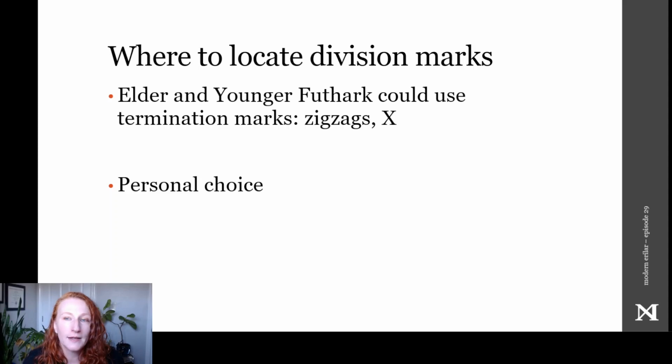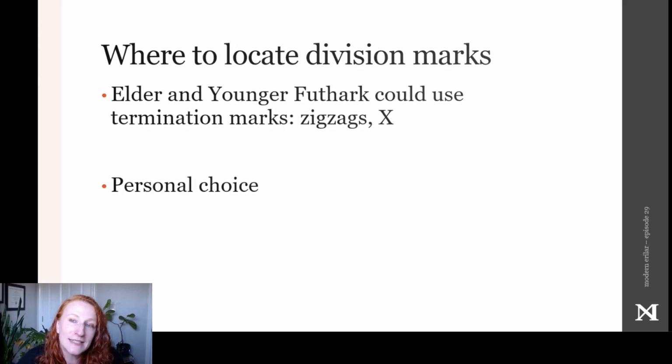In short, division marks tend to be personal, and rune scholars haven't yet discerned any consistent patterns correlating word division to geography, chronology, or degree of Latin literacy. So choice of whether to use division marks or which to use can be very much up to the individual.